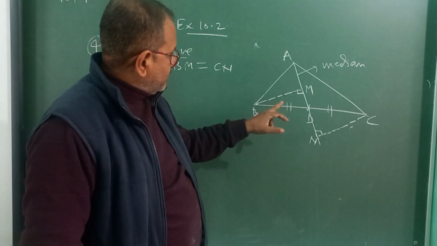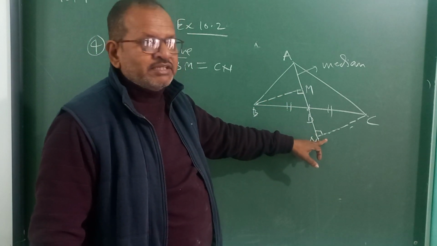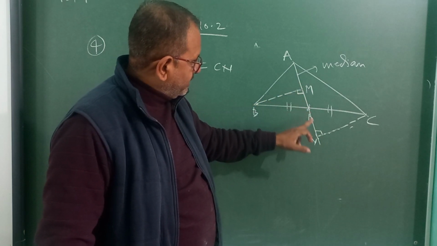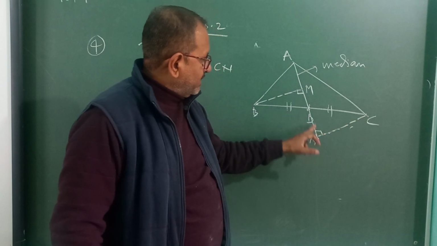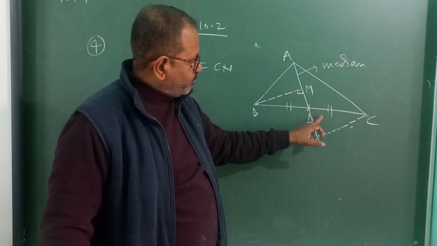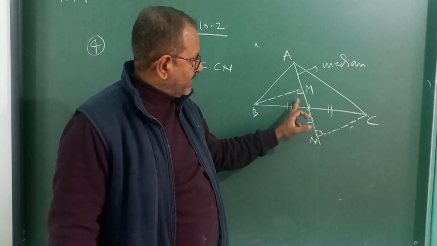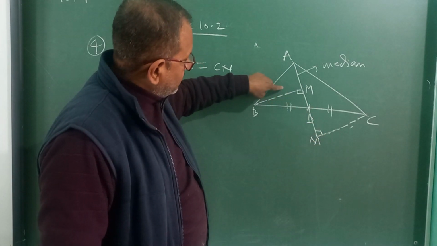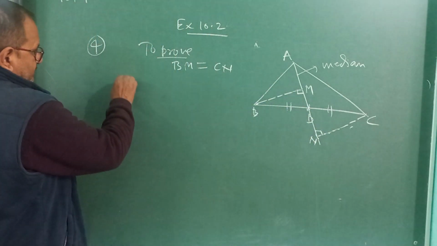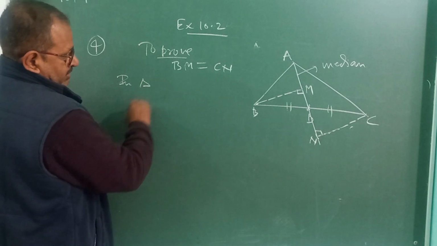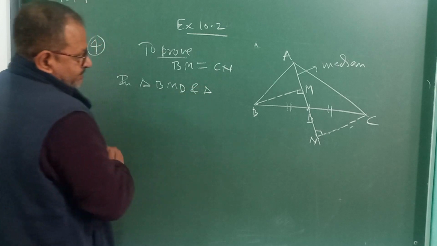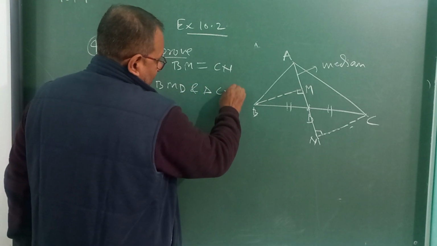So we see that these two sides BM and CN are coming in the triangles BMD and CND. So we will prove these two triangles congruent. Why are we taking these two triangles? Because these two sides are coming in these two triangles. So write in triangle BMD and triangle CND.